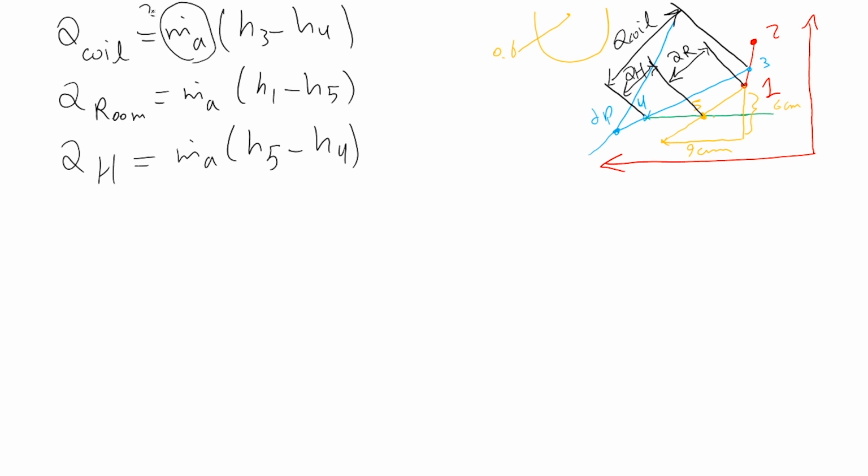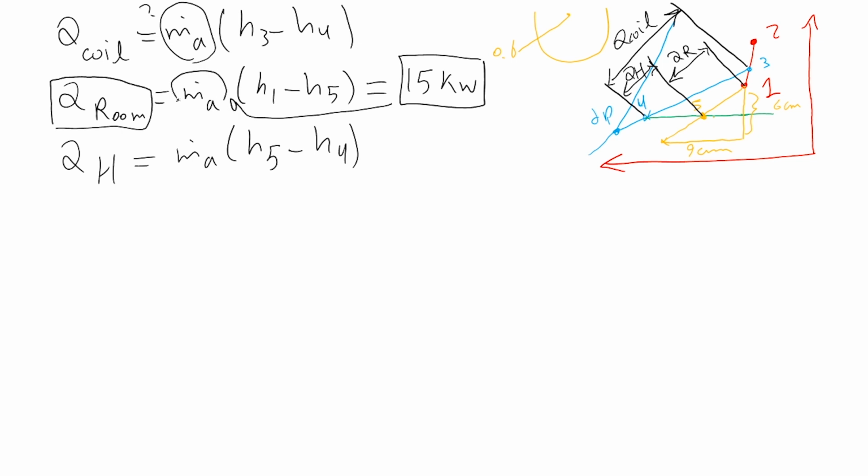It was not given, but we know how much the heat of room, the load of the room, which is 15 kilowatt. So from here we can directly calculate back how much the mass flow rate of air. So mass flow rate of air will be 15 kilowatt divided by H1 minus H5, which will give us 1.36 kilogram per second.